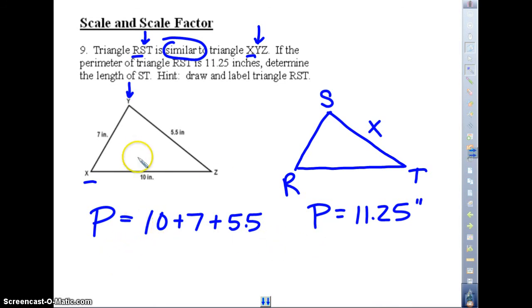You're going to use those perimeters. And this is definitely going to be your big triangle, isn't it? And this is going to be your small triangle. You're going to set up a proportion. Say small to big.